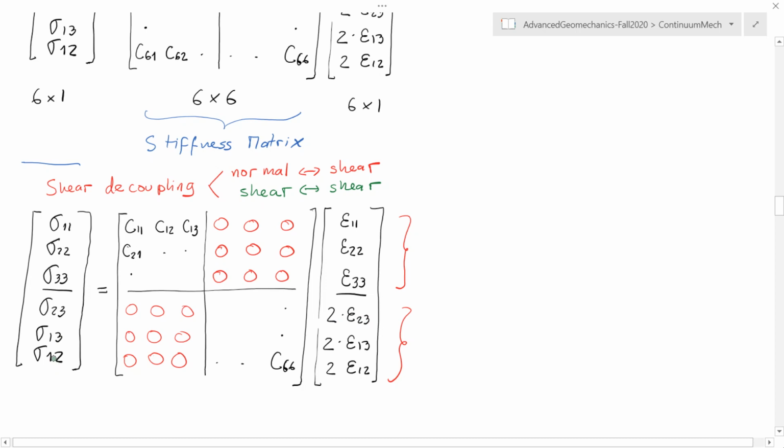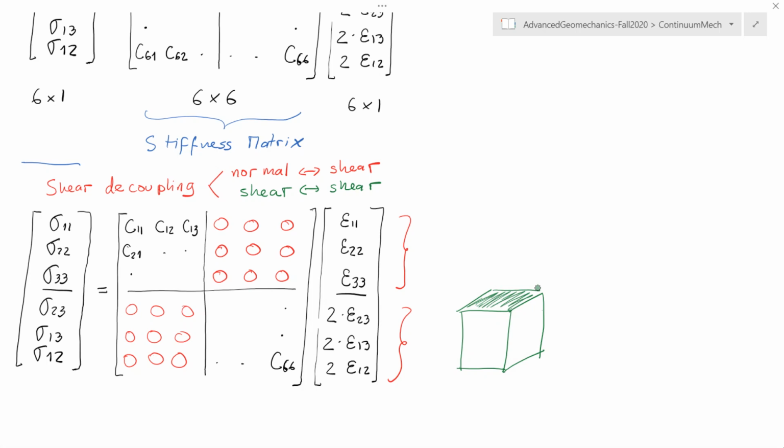So let me just draw some of those planes so it's a little bit clearer. So if I have a cube like this one and I have a shear distortion in this plane, that cannot be caused by a shear stress which is in another plane. And because of that, now these elements are going to be zero. This one, that one, this one, and that one.